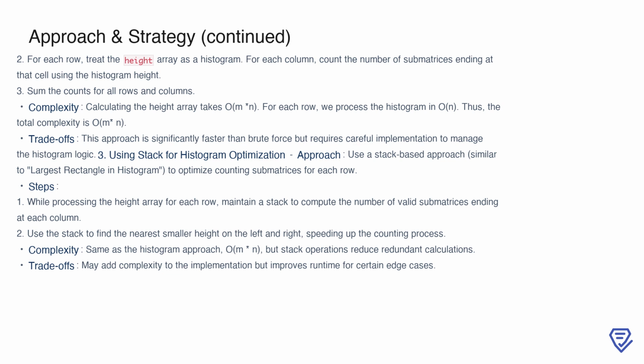Another way to enhance this strategy is by incorporating a stack-based optimization, which is inspired by the largest rectangle in histogram problem. Here, we maintain a stack while processing each row's histogram, allowing us to quickly identify the nearest smaller heights on either side of a column. This reduces redundant computations when counting submatrices. While the overall time complexity remains O(m*n), the use of a stack can make the implementation more efficient for certain edge cases, though it also adds some complexity to the code.